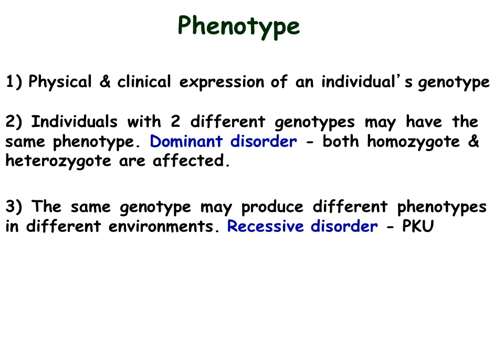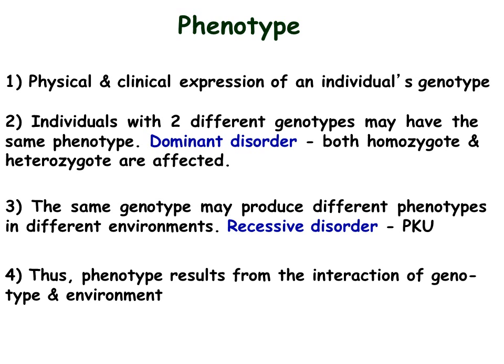But if you have the same genotype but may produce different phenotypes in different environments, then we're probably talking about a recessive disorder. And one of the most common ones is phenylketonuria, and we'll be talking about that a little bit more in a few slides. So you should be aware of the fact that phenotype results not only from your genotype, but interaction with the environment as well.